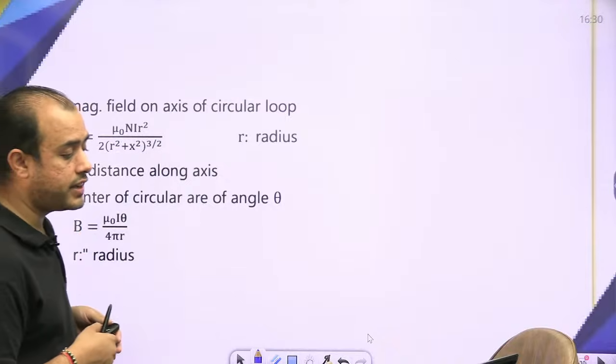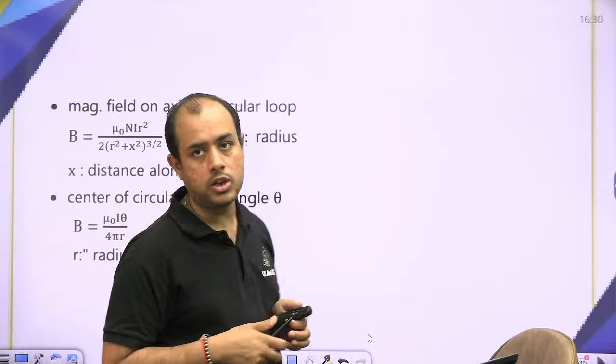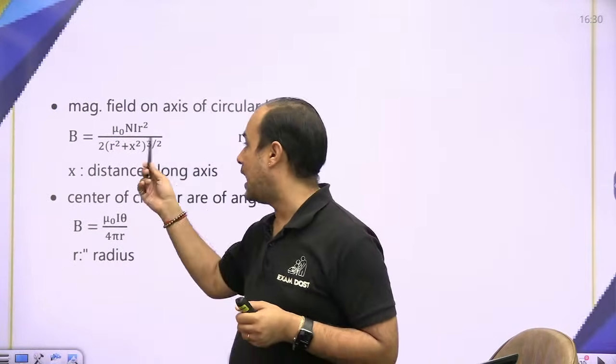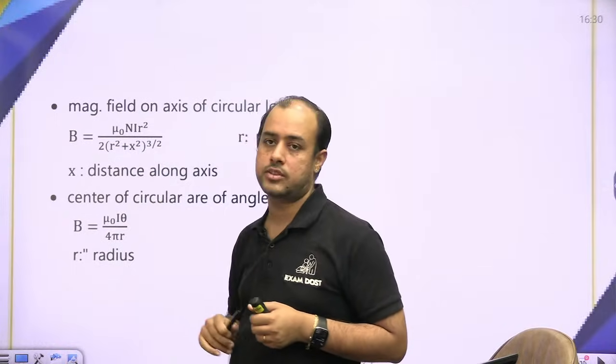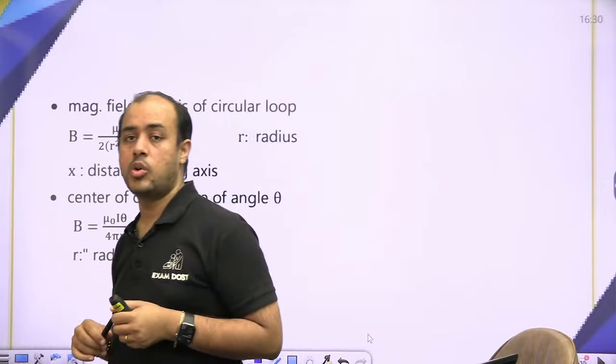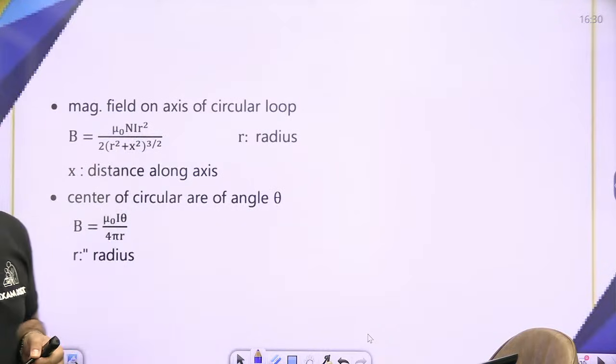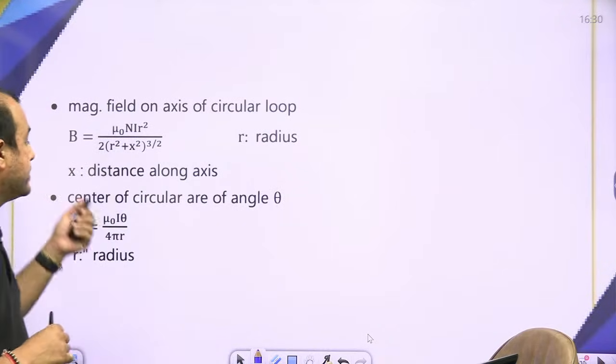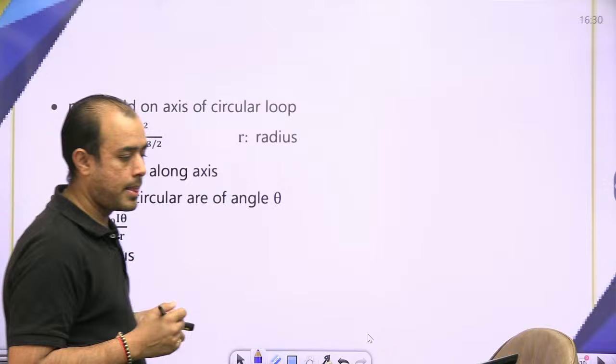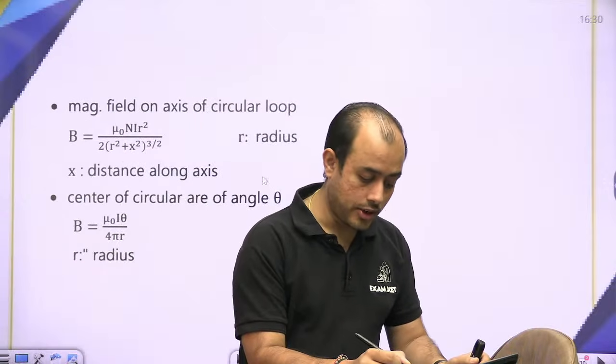What is the magnetic field on the axis of a circular loop? Mu naught N I R squared by 2 times (R squared plus x squared) to the power 3 by 2. R is the radius, x is the distance along the axis, N is the number of turns.